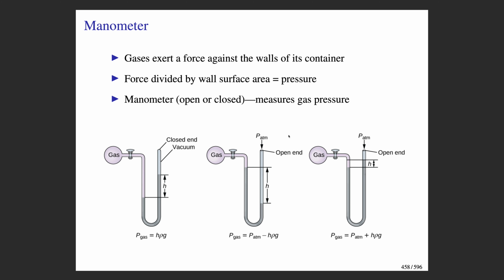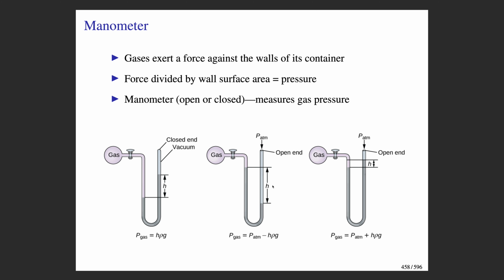For the open-ended mercury manometers, we've got two cases here. One where the gas pressure is just above atmospheric pressure, and one where the gas pressure is just below atmospheric pressure. The difference in the formulas means that you have to take into account that the atmosphere is also pushing on the mercury on this side. So to calculate the gas pressure, you have to take a difference between atmospheric pressure and the hydrostatic pressure of the gas. For the case where the level on this side of the tube is below the level on this side, you would use a minus sign.